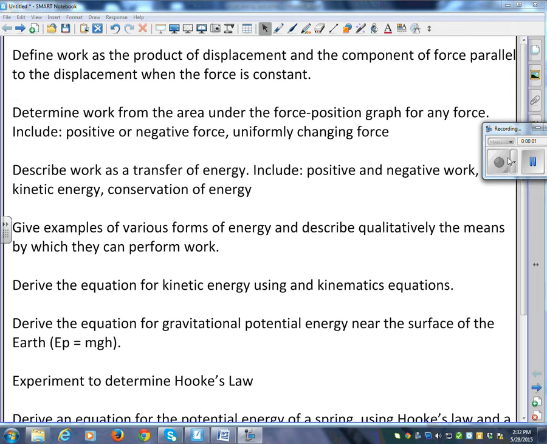Let's have a look and see what we were supposed to have done. Let's check off whether we did or not. Did we define work as the product of displacement and the component force parallel to the displacement when the force is constant? Sure, probably. We certainly talked about work as the product of displacement and force, right? So we define work to be F times D, and F has to be parallel to the displacement. That means it has to be in the same direction as the displacement, right?